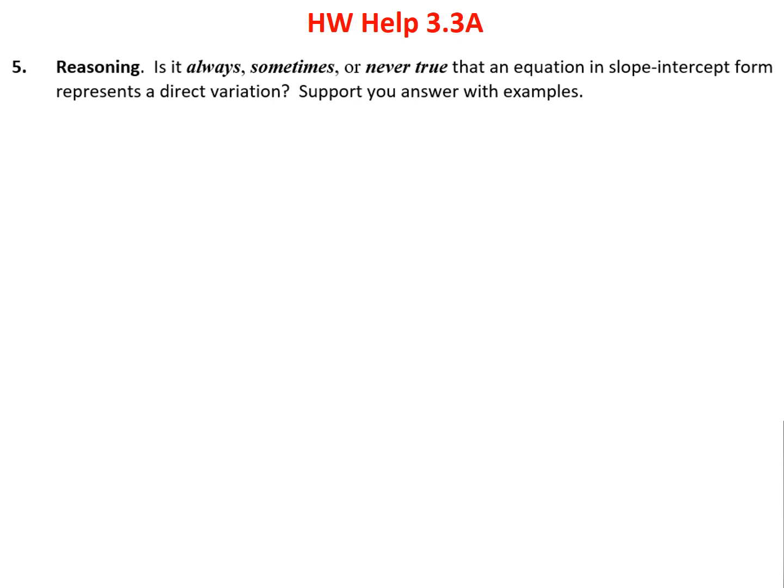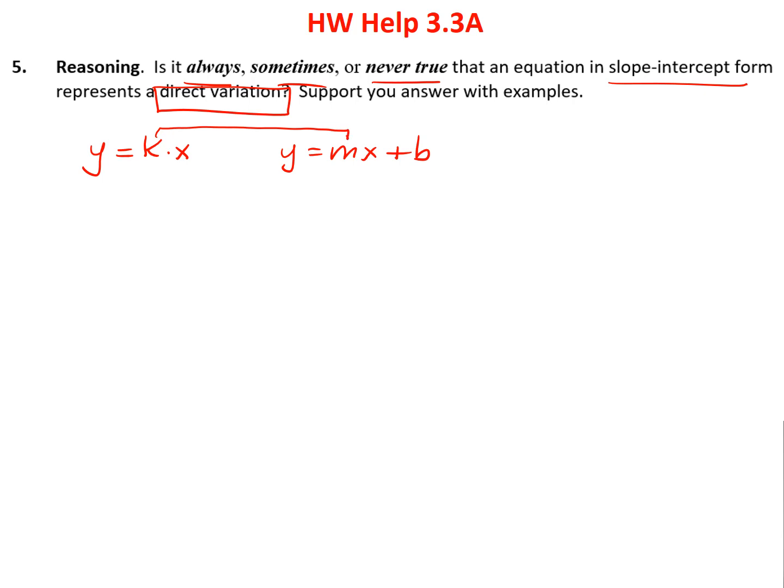Question 5 says, is it always, sometimes, or never true that an equation in slope-intercept form represents a direct variation? All right. Now, in a direct variation, there's a couple things that are true. The most important thing to know is that because it's a direct variation, it ends up having usually this kind of form: y equals some number times x. And if you look at our equation for a line, y equals mx plus b, you can see that in a direct variation, k ends up being your slope.